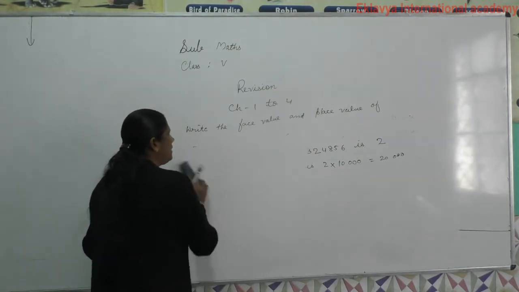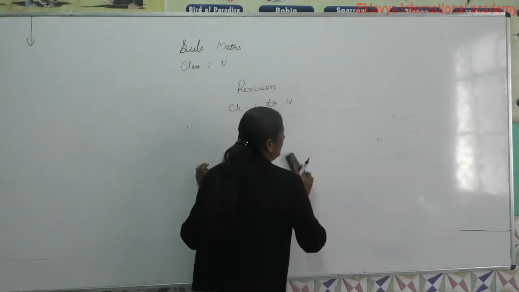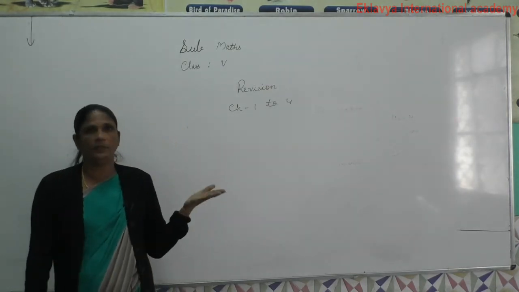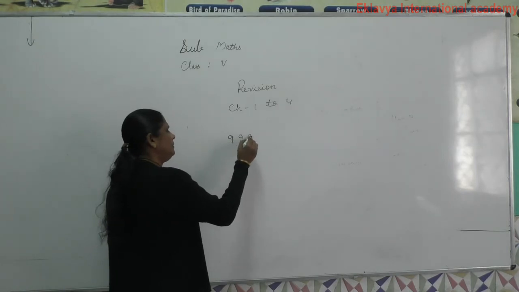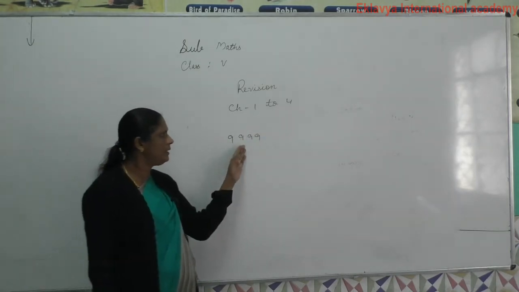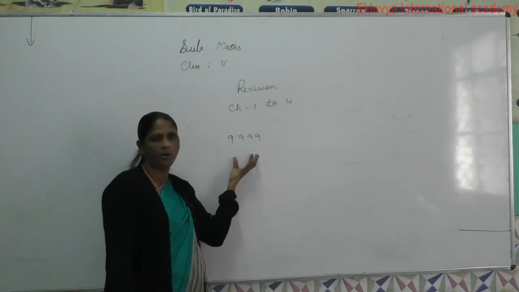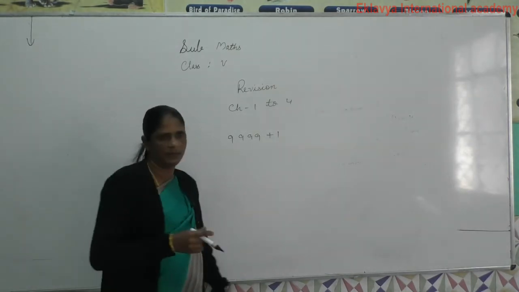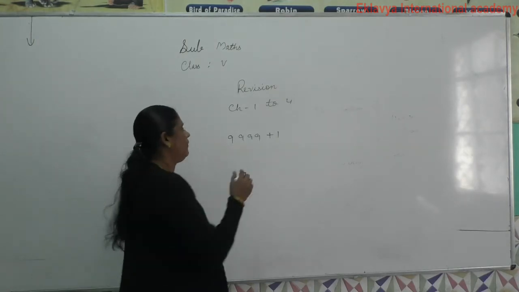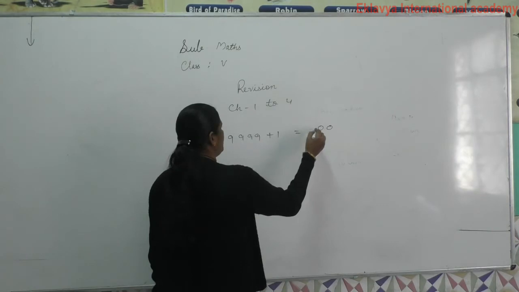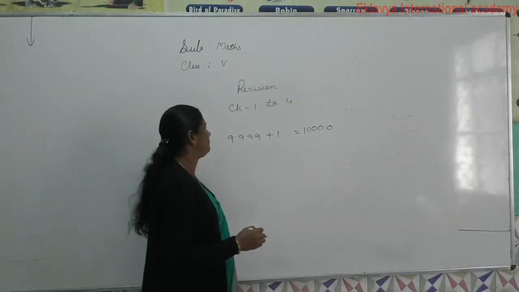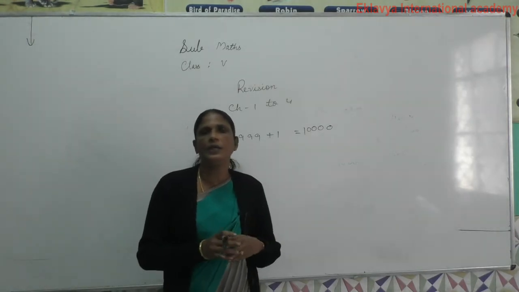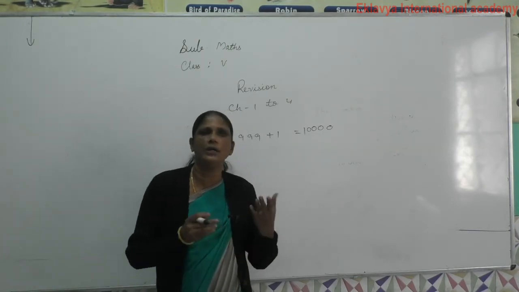Now, the successor. What does successor mean? Plus 1, just after. What is the successor of 9999? You add 1, that is just after. What is the answer? 10,000. Successor means just after. To get a successor, we add 1 to the given number.